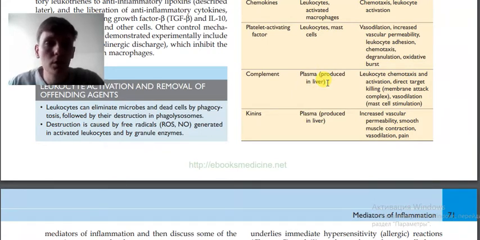You remember it's in physiology that the liver produces globulins and albumins. And complement is part of the globulin family of proteins. Complement proteins cause leukocyte chemotaxis, and I remind you C5a complement is chemotactic for leukocytes, and also activates leukocytes. Direct target killing: this complement is responsible for membrane attack complex formation.